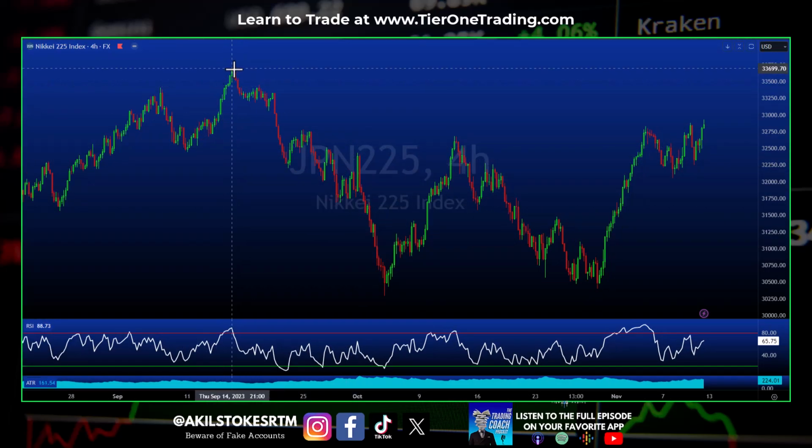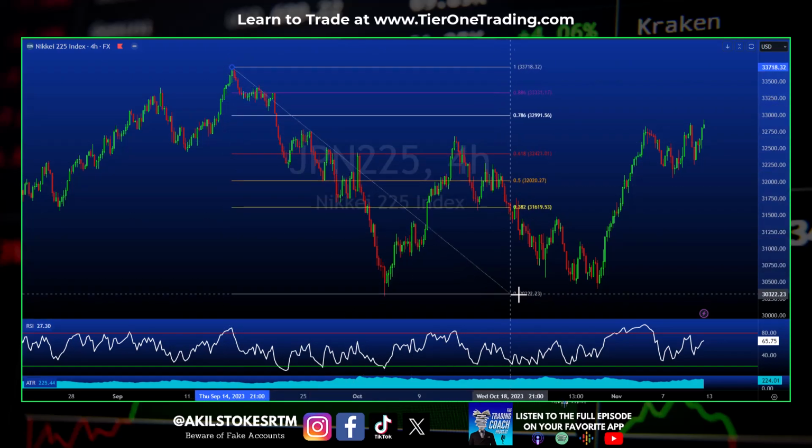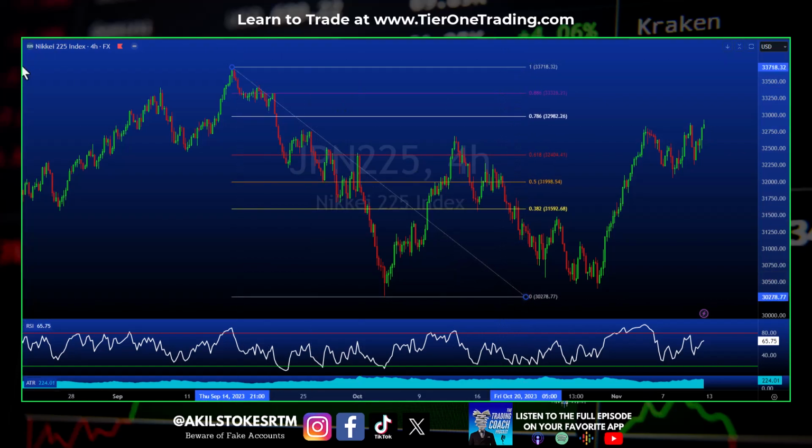We have a potential advanced pattern formation here on the Nikkei, right? Swing high to swing low. This big move is going to be our X to A. That's going to be our starting point for our pattern, right? Every advanced pattern starts with an impulse or an anchor leg. You don't worry about anything else until you've got those.